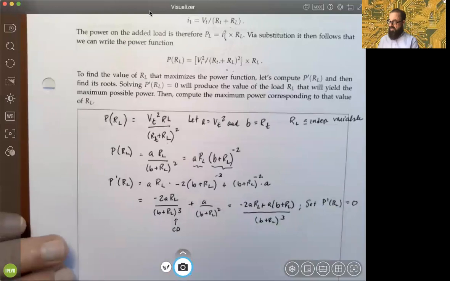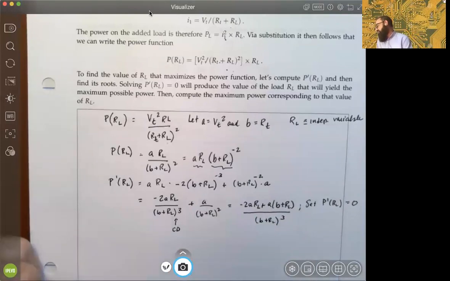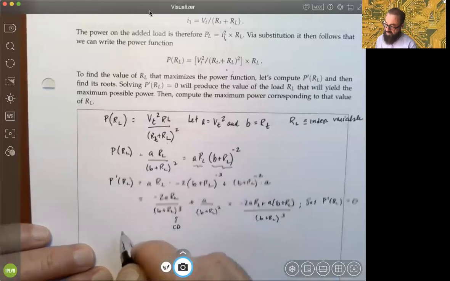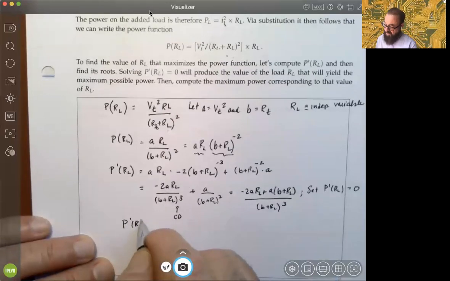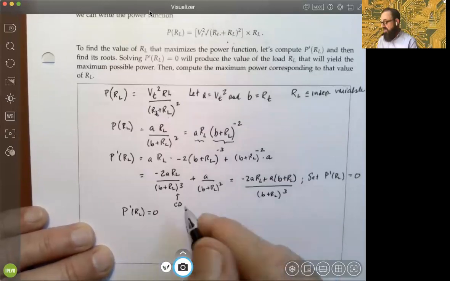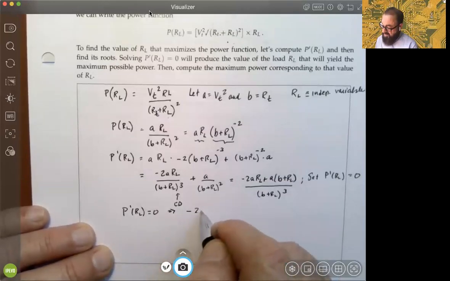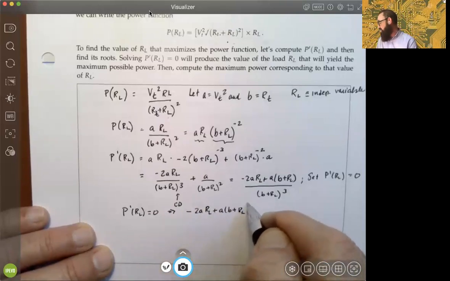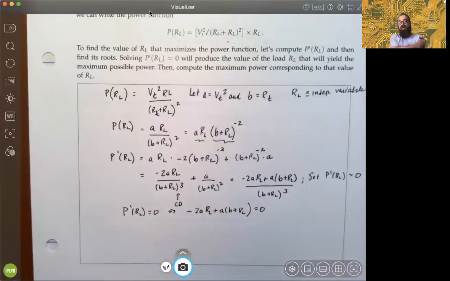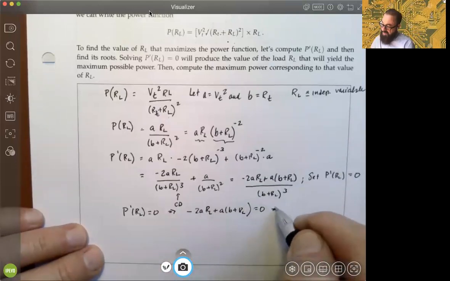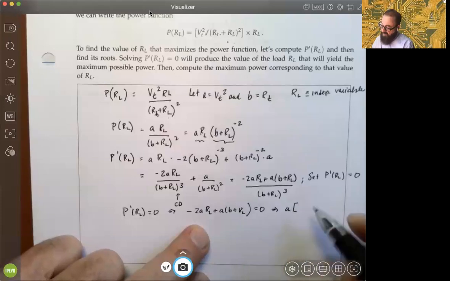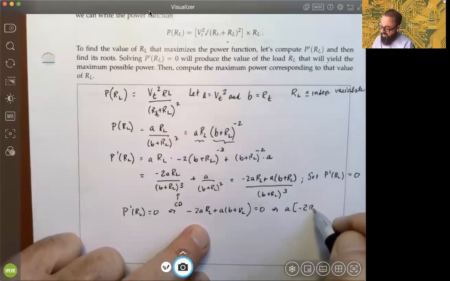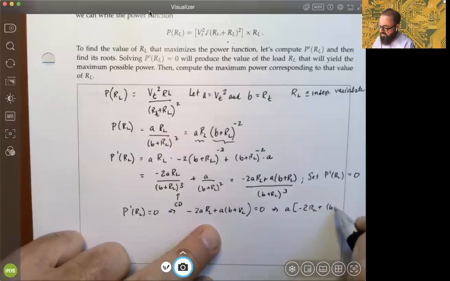Now, if we set this equal to 0, clearly we cannot have the bottom be 0. So if we're setting the derivative of this power function equal to 0, that's going to imply that the numerator has to be 0. So the minus 2A R sub L plus A times B plus R sub L has to equal 0. The denominator can't be 0, but the numerator would have to be. That implies we could factor an A out, and we'll have A times minus 2R sub L plus the quantity B plus R sub L equal to 0.